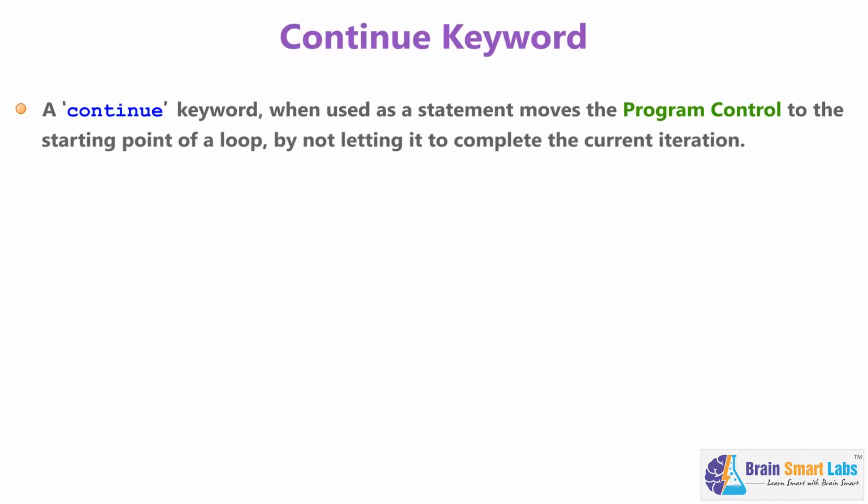Moving on, let us start with our today's topic in branching statements, the continue keyword. A continue keyword, when used as a statement, moves the program control to the starting point of a loop by not letting it complete the current iteration.